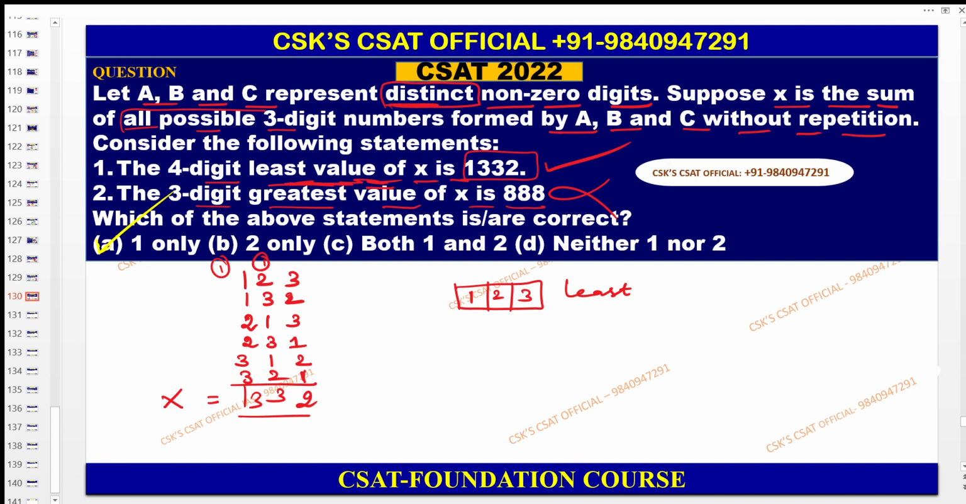Why we do not take as a 4-digit least value of X is equal to 1, 2, 2, 3, sir? The 4-digit least value of X is 1332, sir. That only provided in the question. Atul, that only provided in the question. Oh, okay, sir.